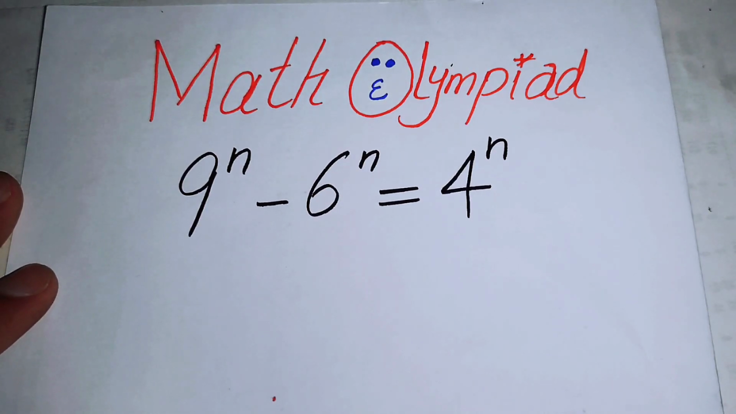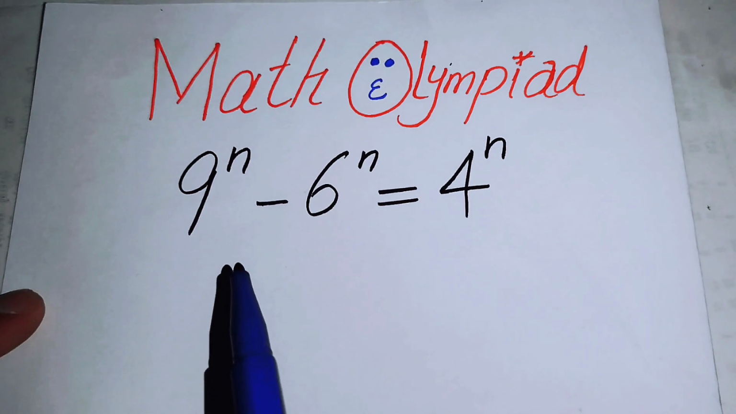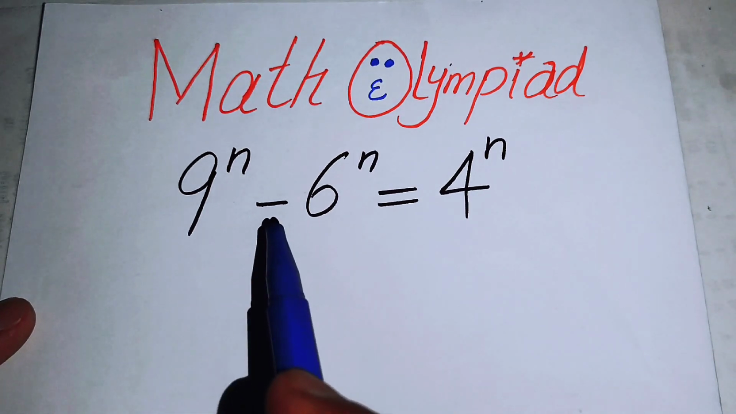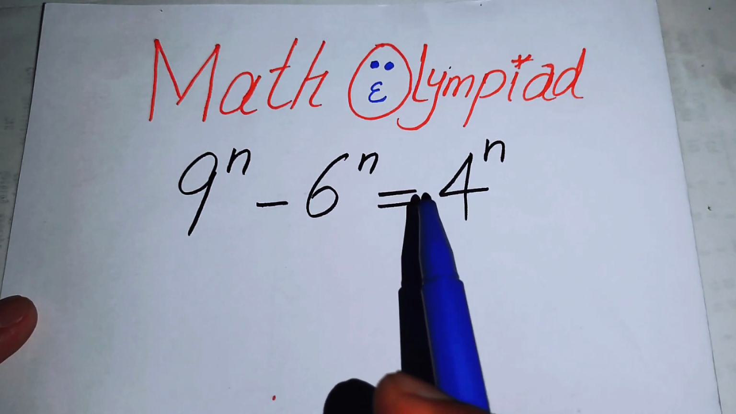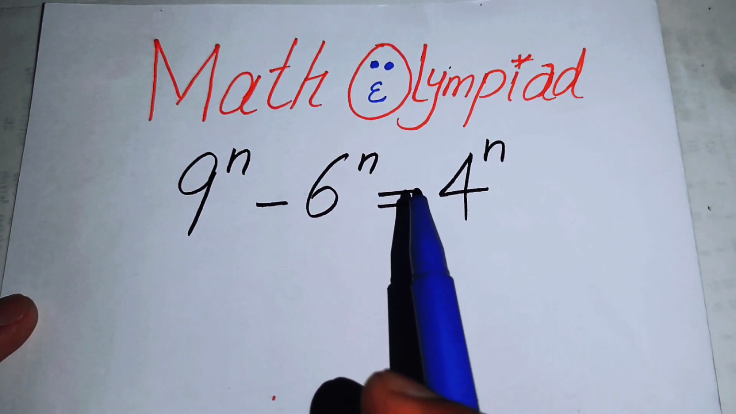In this video we are going to solve this nice algebra problem, and here we have 9 to the power of n minus 6 to the power of n is equal to 4 to the power of n, and we will solve this problem for the values of n.